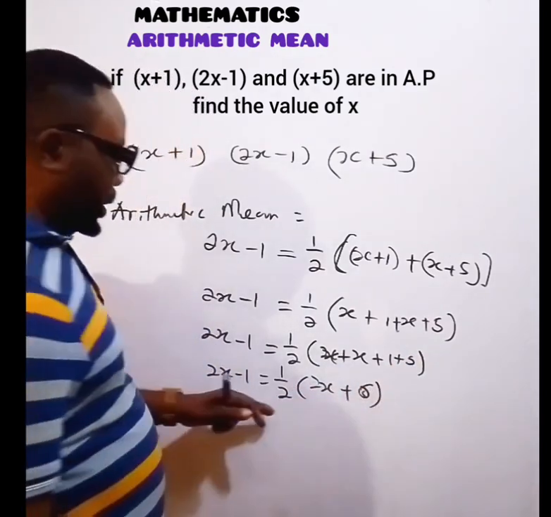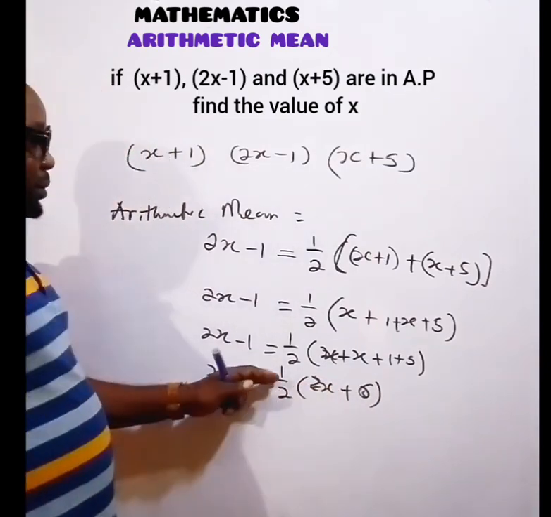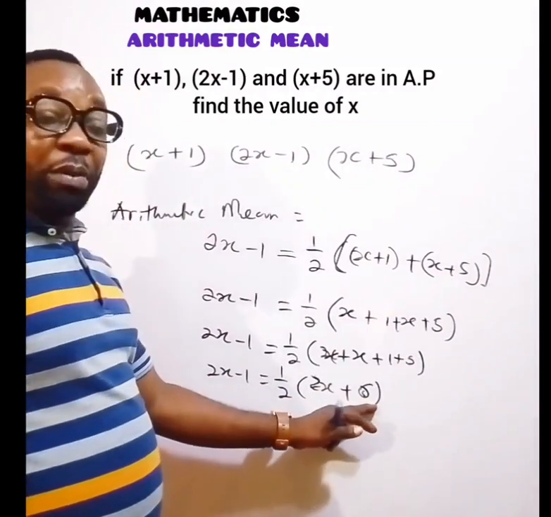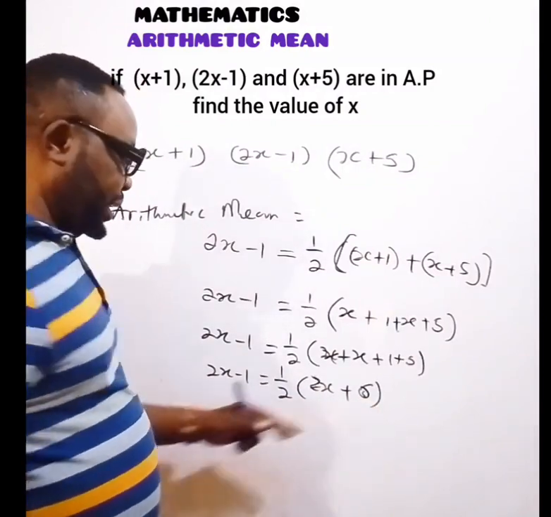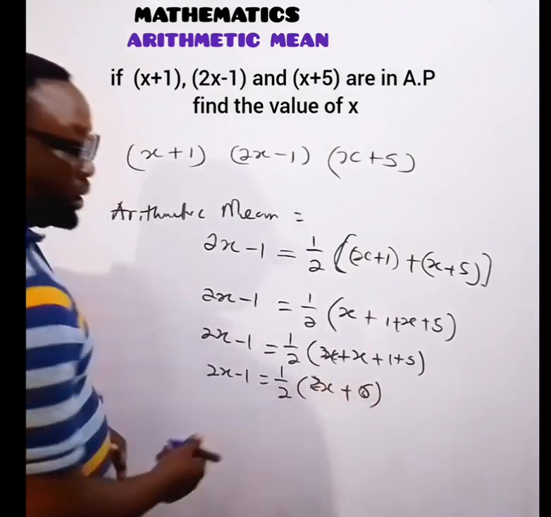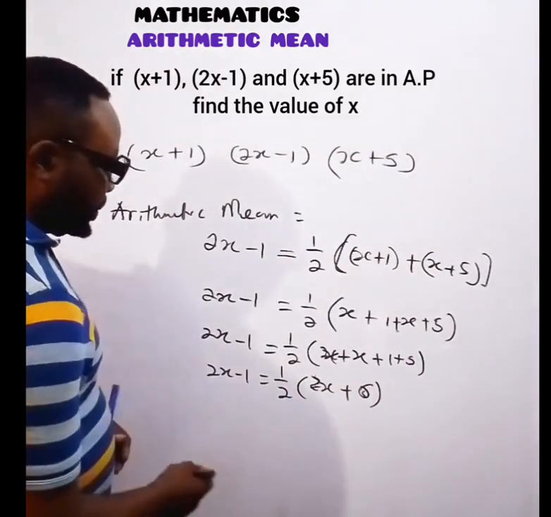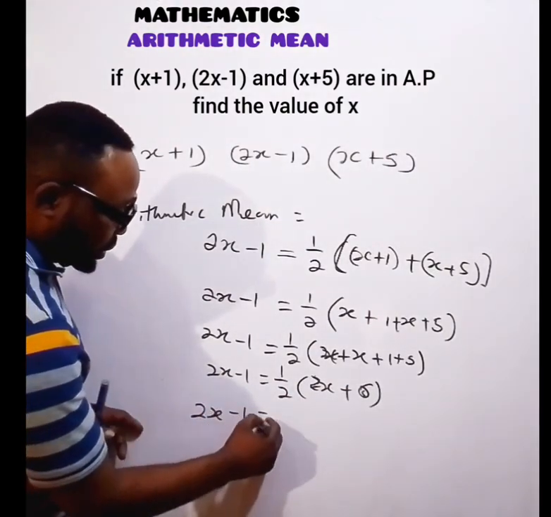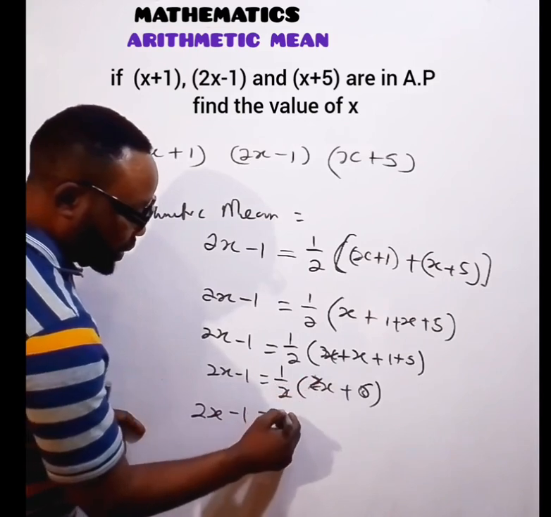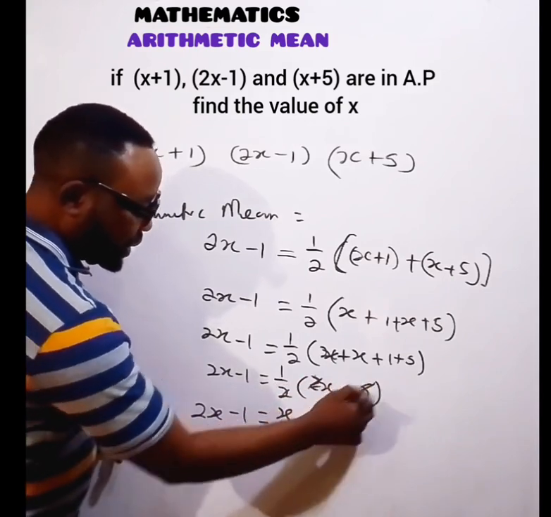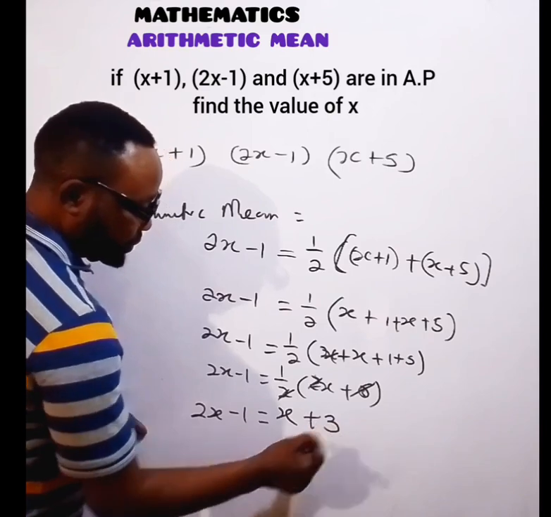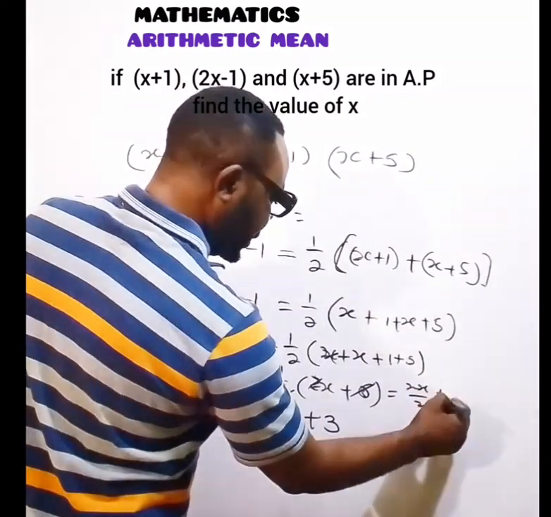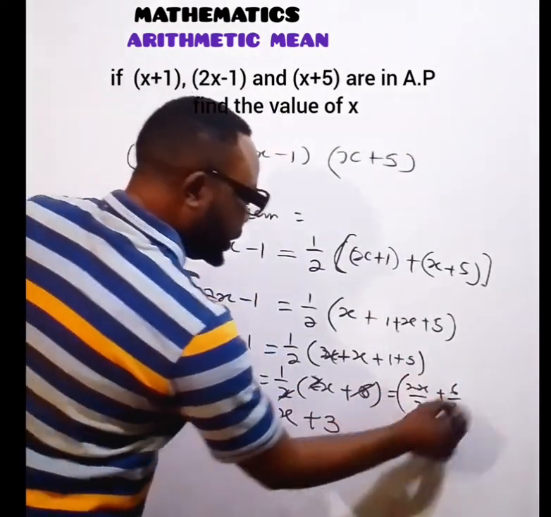You can see that this 1 over 2 is multiplied with the values in the bracket here. So let's multiply it. Each of them is going to share from the 2 that is at the denominator. We have 2x minus 1 is equal to 2x plus 6 divided by 2. That is, this expression means 2x over 2 plus 6 over 2. That is what it means.